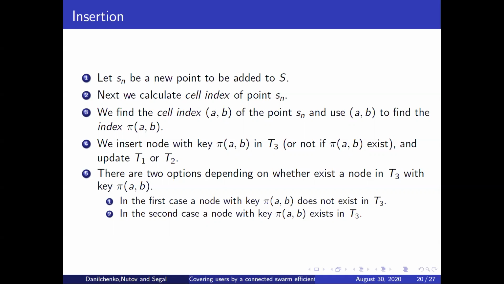In the second case, a node with key pi AB exists in T3. Two options are possible: the cell is covered by one of the squares from the set P or not. Therefore, we need to update the node with key equal to the weight of cell pi AB in T1 or T2. The update takes log n runtime in this case, too.